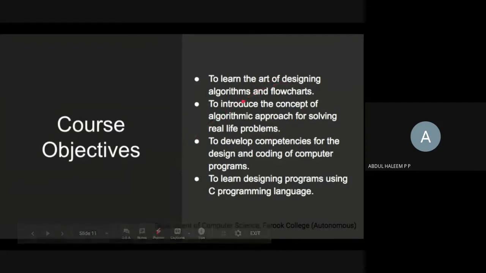The art of designing algorithms and flowcharts. We have to learn this. To introduce the concept of algorithmic approach for solving real-life problems. To develop competencies for the design and coding of computer programs. To learn designing programs using C programming language.